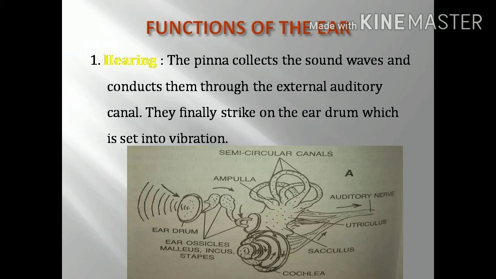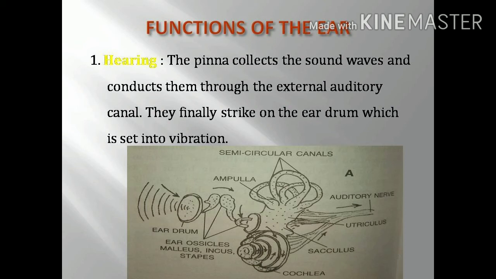The internal ear is involved in 2 sensory functions: hearing and body balance. The first one is hearing. Now we will study the mechanism of hearing. The pinna collects and amplifies sound waves which enter the auditory canal. The sound waves strike the eardrum and cause it to vibrate. The pinna's main function is to collect the sound waves, and the sound waves then pass through the auditory canal and strike the eardrum, which undergoes vibration.